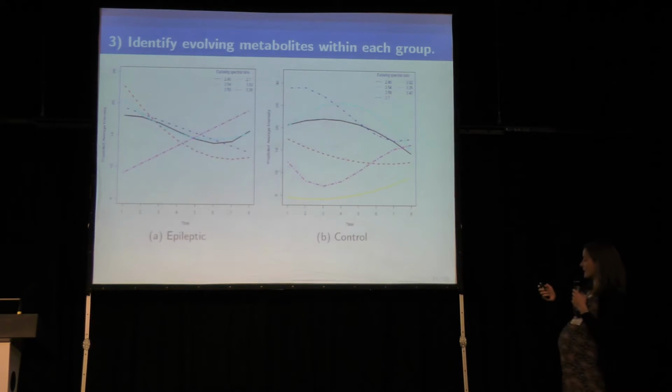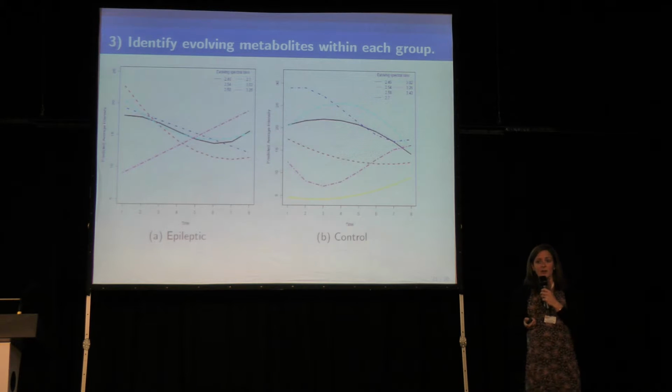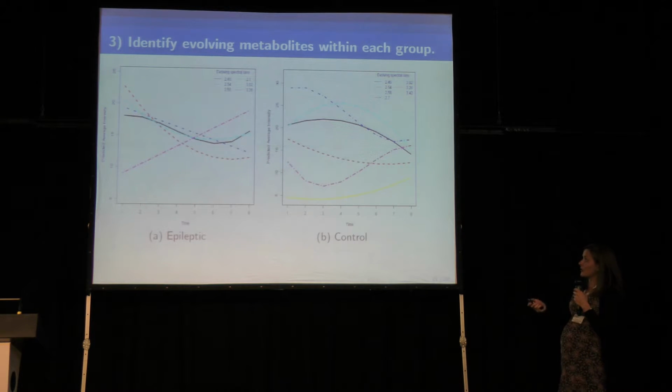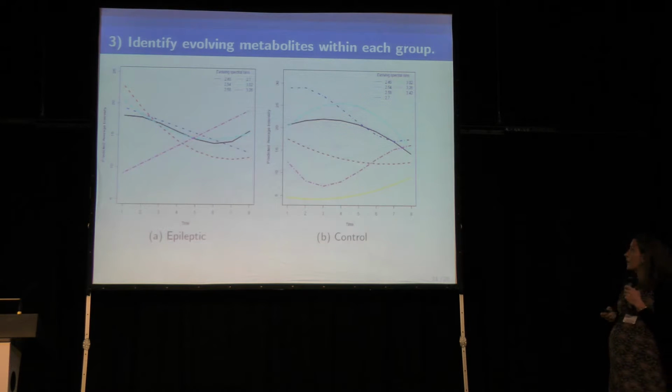So a picture will hopefully explain this a little better. Left is the epileptic group. So on the x-axis, I have the 8 time points. The y-axis is the predicted average intensity under the linear mixed model. So you can see how some of these metabolites evolve across time.